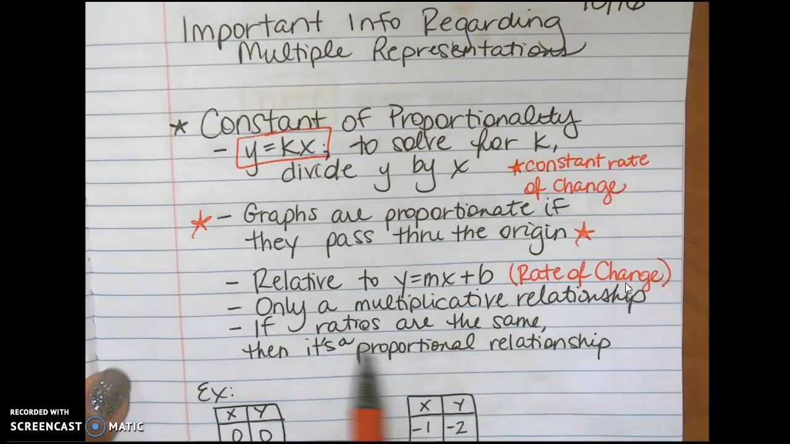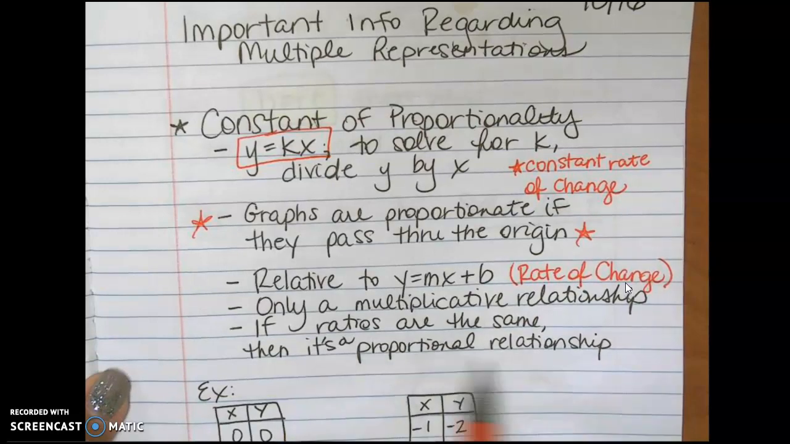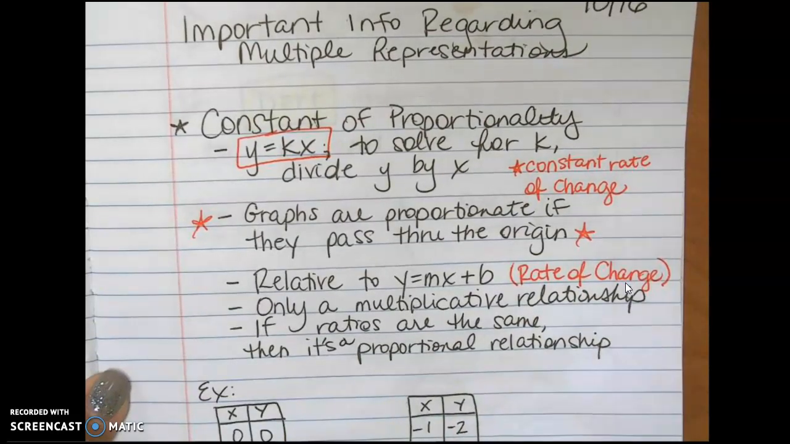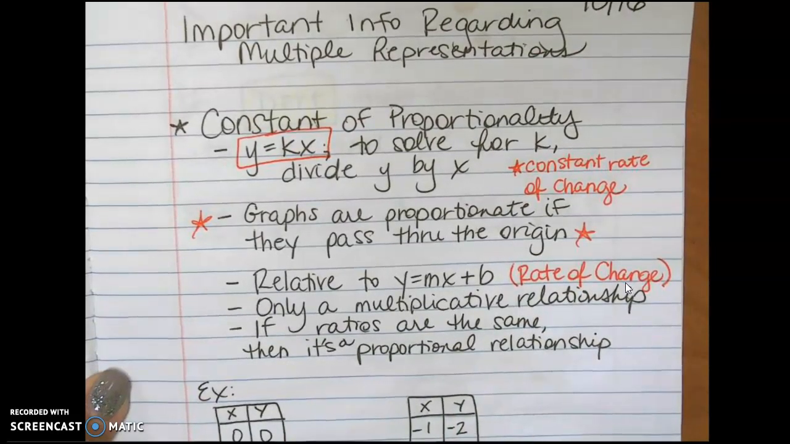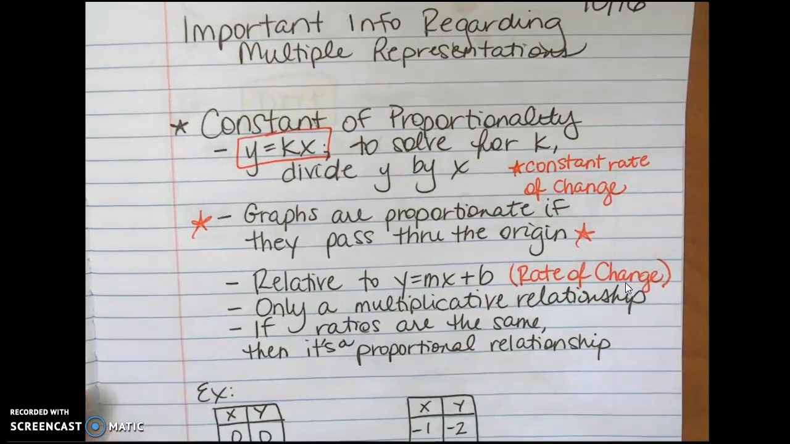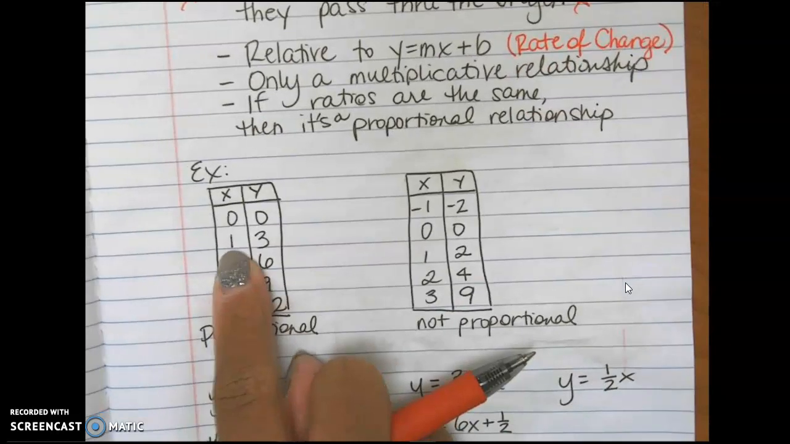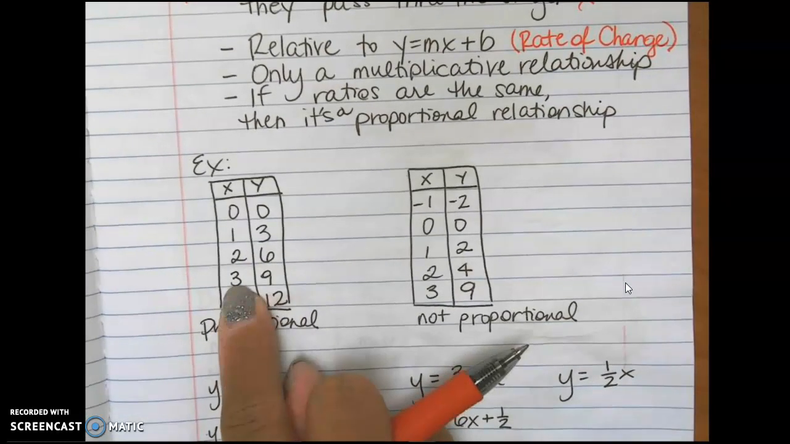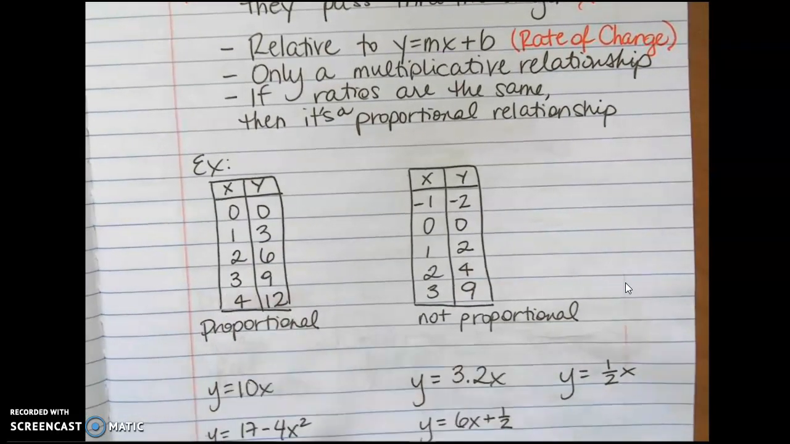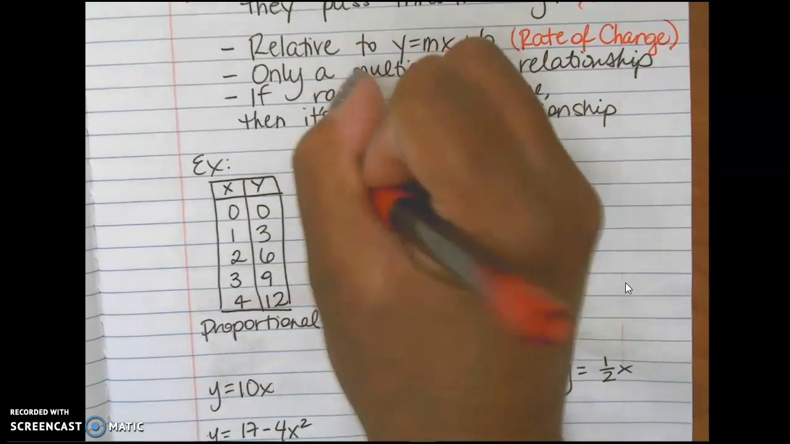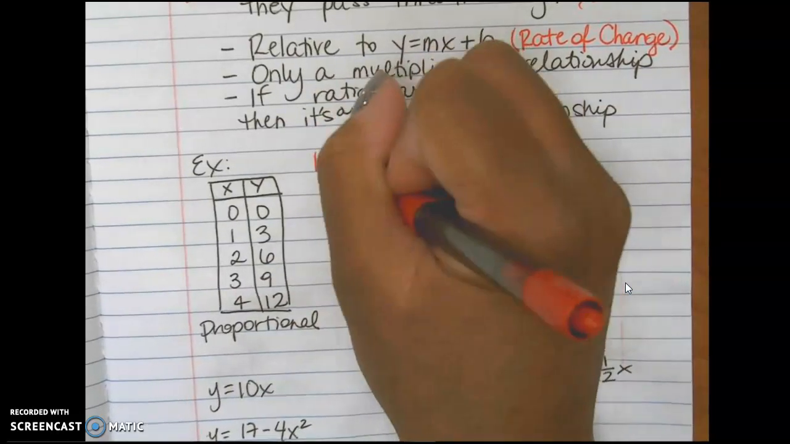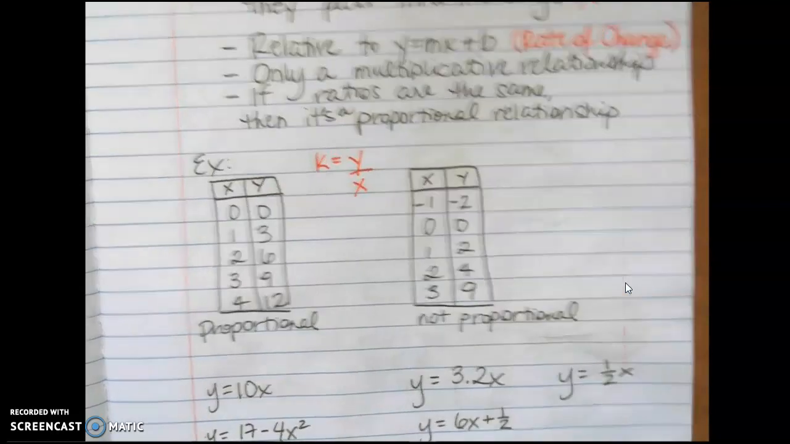If ratios are the same, then it is a proportional relationship. What that means is, for example, in the tables that I've given you, you have 1 to 3, 2 to 6, 3 to 9, and 4 to 12. The constant of proportionality formula is k equals y over x.